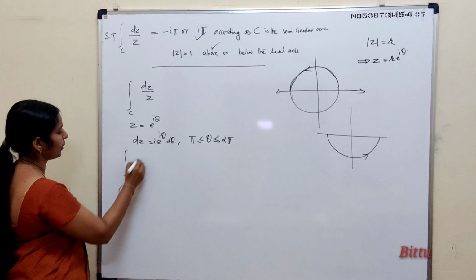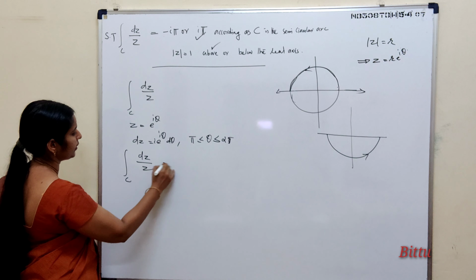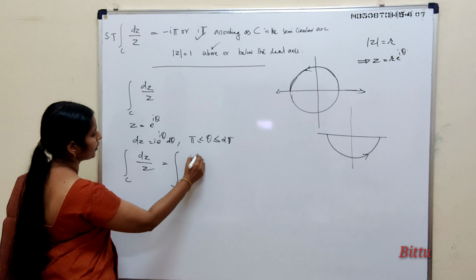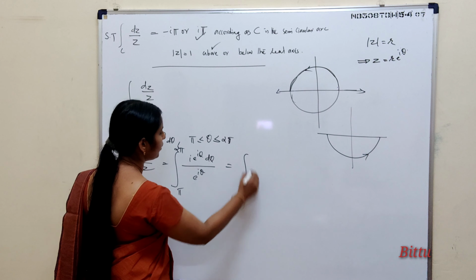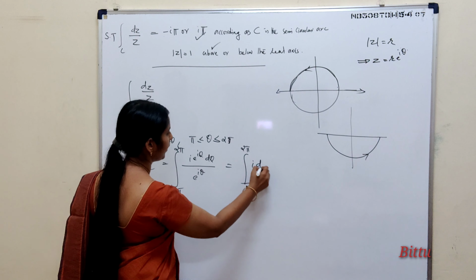Now, consider the integral over C of dz by z. It is the integral of i e raised to i theta d theta by e raised to i theta, from pi to 2 pi. So it is the integral from pi to 2 pi of i d theta. That is i into theta from pi to 2 pi. So it is i into 2 pi minus pi. It is i pi.